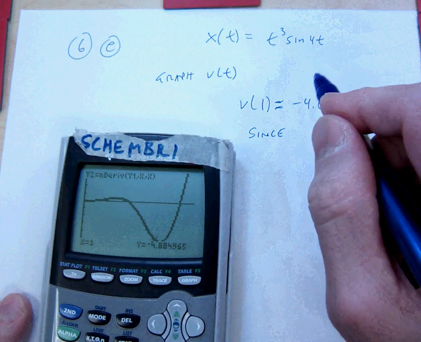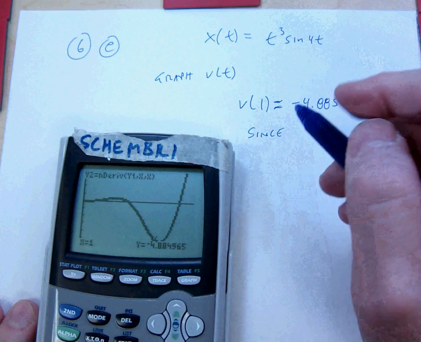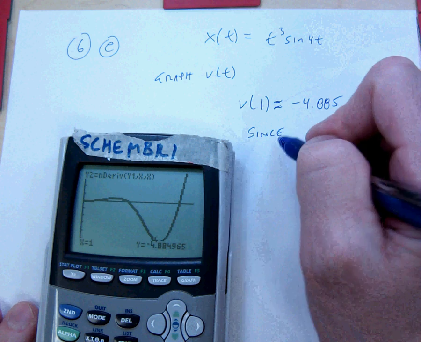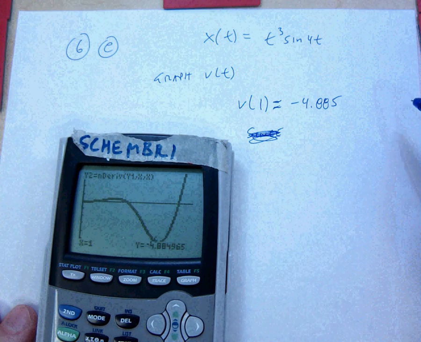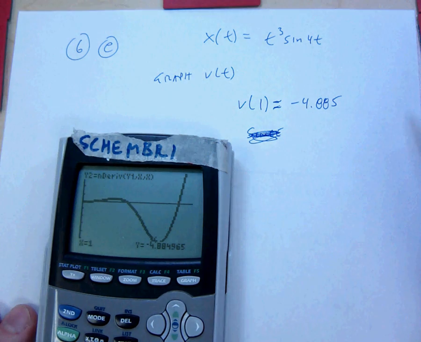The fact that V is negative just means the what? The position is what? Decreasing, right? Doesn't that mean the position is decreasing? In other words, the particle is moving backwards? Yes? Or in a downward direction? It's moving in a negative direction. Isn't that all that tells you? Okay, but that's not what they're asking here.